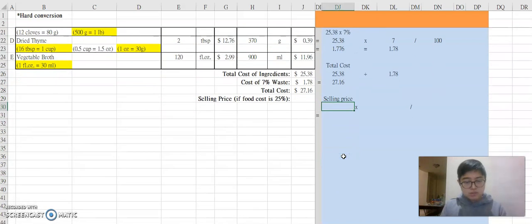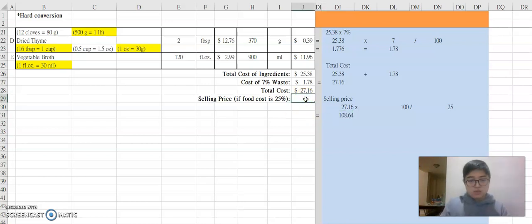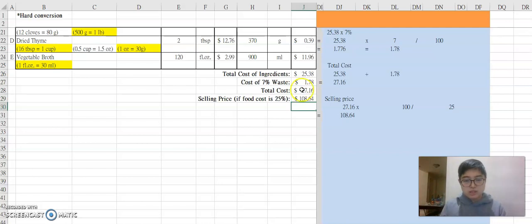And then for the last one, selling price is equal to 27.16, the total cost, times 100 divided by the percentage, 25% here, so we write down 25. So the answer is 108.64. For the Excel calculation, it equals 27.16 times 100 divided by 25. This is the answer. That's the same.